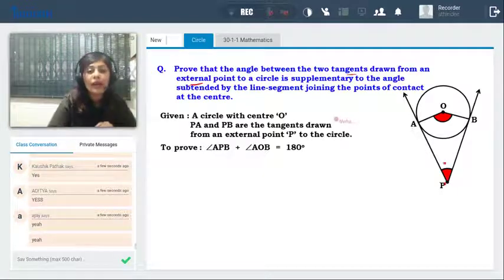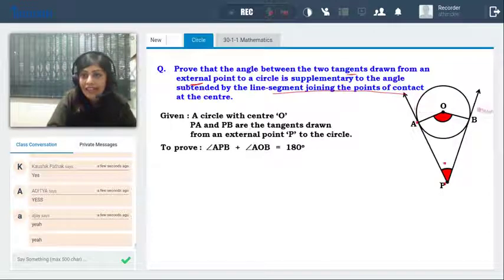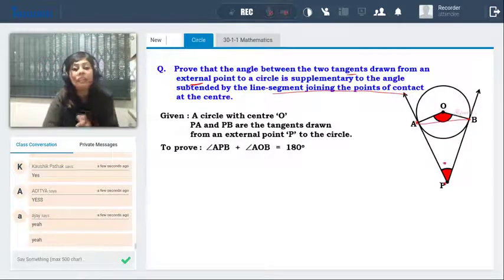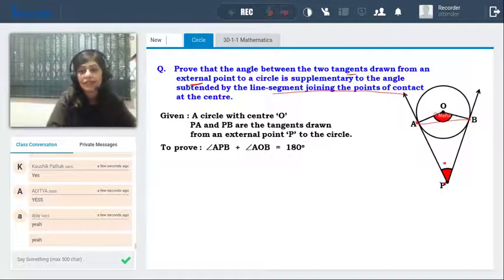Now, students, you must be wondering, we don't have a line segment. So let's see what is this line segment that is being talked about. Line segment joining points of contact. So we have one point of contact A, second point of contact B. Can I join AB? Yes, I can definitely join AB. This is the line segment we are talking about.